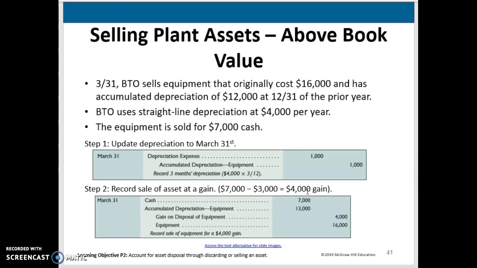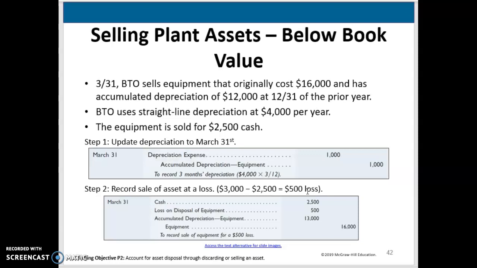Let's look at one where we're selling it below the book value. What does that look like? So the example they give, same scenario, but this time instead of getting $7,000 for the sale, we're only getting $2,500. So we have the same factors in the beginning. We bring it up to date. We have a $3,000 book value. We're getting $2,500 as our cash. So we have a $500 loss.